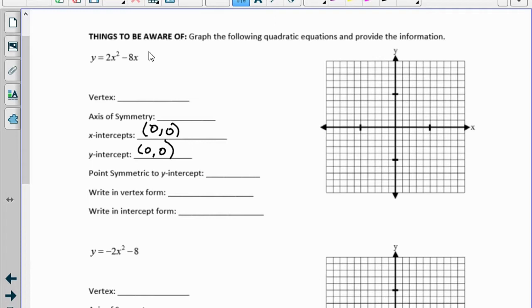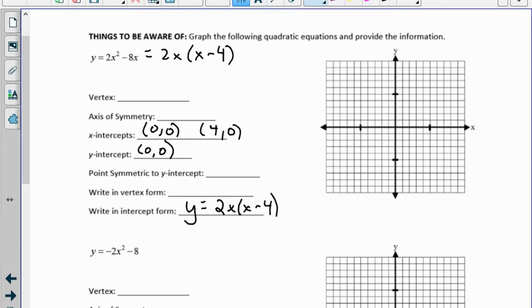One thing that might help you is to understand that factoring this might be the best way of going about it, because if we factor out the greatest common factor, 2x, we're left with x minus 4 as the other factor. So that tells me that the other x-intercept is at 4, 0. I could write this in intercept form really easily. So y equals 2x times x minus 4.